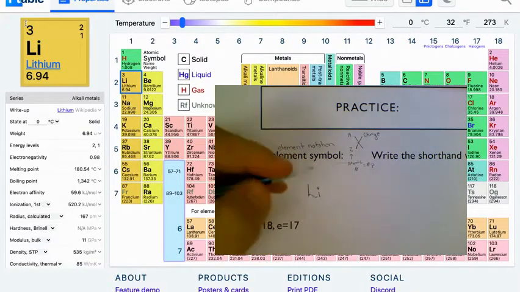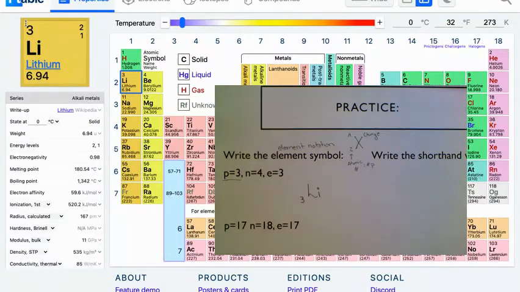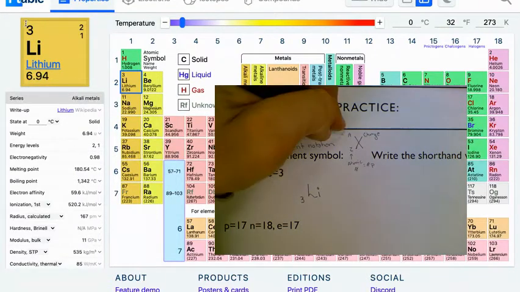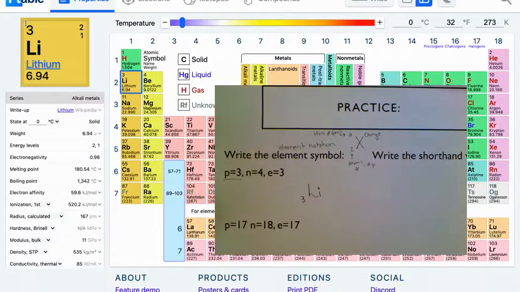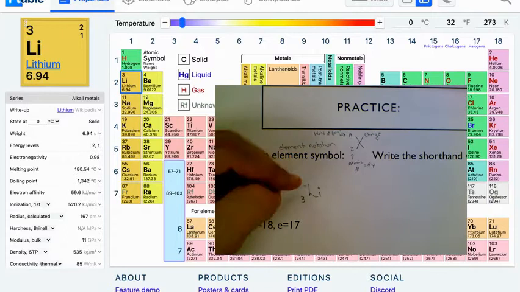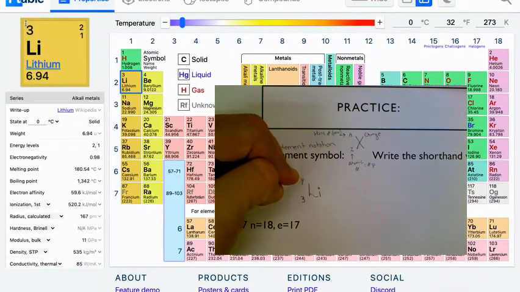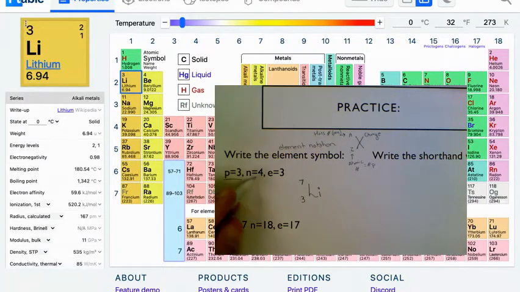And then I'm going to write the atomic number of lithium, which is my number of protons. Okay, so the next thing I'm going to be putting is my mass number, which equals my protons plus my neutrons. So all I have to do is look at my protons and neutrons, and that's going to give me my mass number, 7, because 3 plus 4 equals 7.